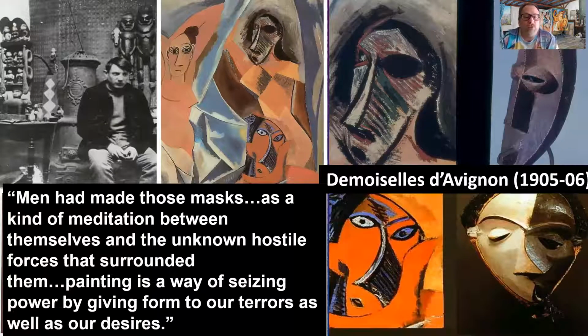From Demoiselles d'Avignon, here's what Picasso says, and that's Picasso over on the left, standing in front of his own African art collection: "Men had made those masks as a kind of meditation between themselves and the unknown hostile forces that surround them. Painting is a way of seizing power by giving form to our terrors as well as our desires." And so we talked about him being a womanizer, loving sex, whether it's with a prostitute, whether it's with his wife, whether it's with his girlfriends, often that he had all at the same time, passing syphilis back and forth. Yes, you have these desires, that sexual urge, but you also have the idea of terror.